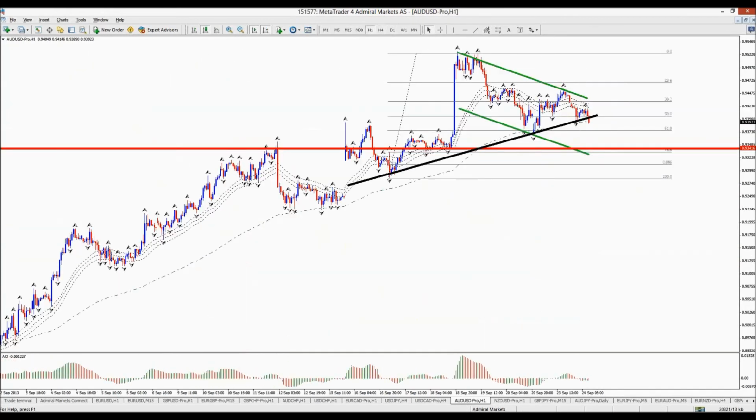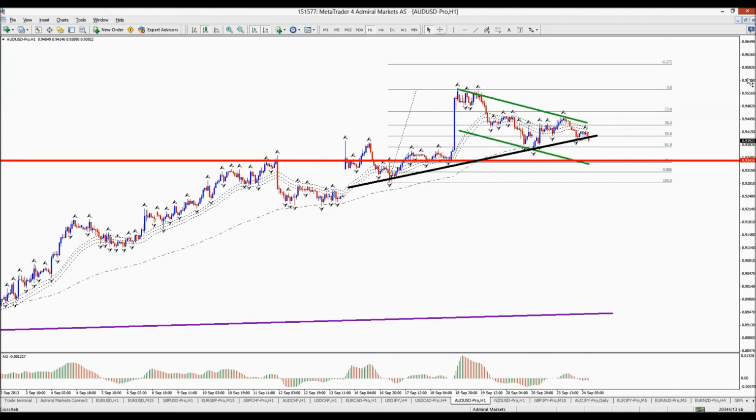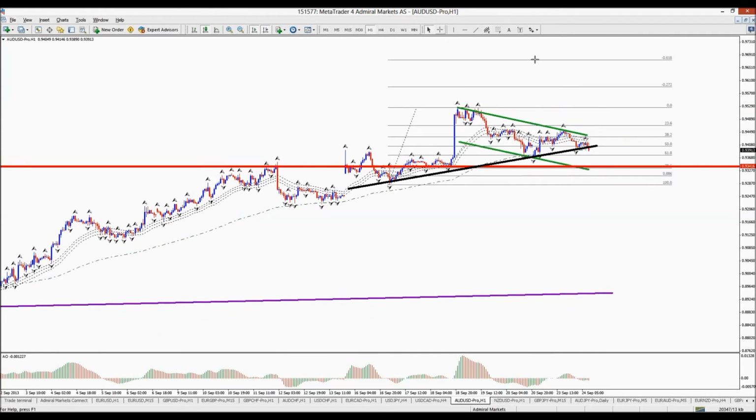Aussie too, looking for that continuation to the upside, but here too we're breaking this triangle to the downside. Very funny. But once again, the 786 at 93.40 is a very important level as well. If we can see that upside bounce, the target, in my opinion, is 96.70.